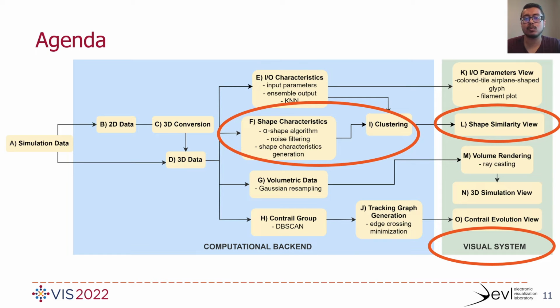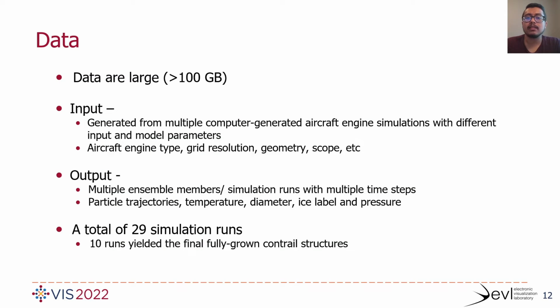But first, a few words about the project data. The HPC data is large and includes the categorical input and model parameters. The simulation result is ensemble members, also referred to as simulation runs. We had 29 simulation runs, 10 containing the fully grown contrail structures.